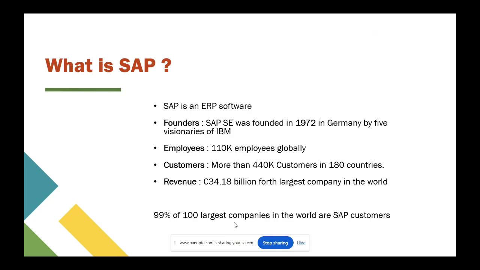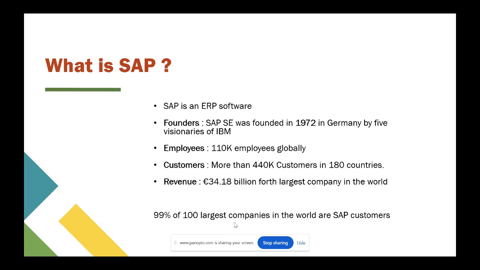What is SAP? The SAP abbreviation is Systems, Applications and Products for Data Processing. SAP is an ERP software. So before going to study SAP, we must be able to understand what ERP is first. The abbreviation of ERP is Enterprise Resource Planning. Enterprise Resource Planning Software, ERP software.